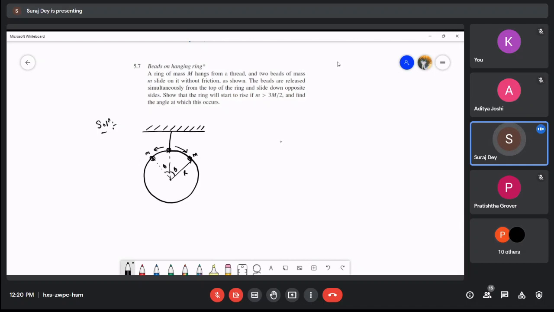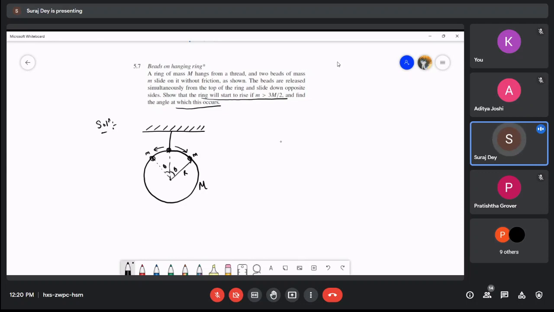The problem is that we have to show that this ring will start to rise if the mass of the ring is capital M. If M is greater than 3m/2, then the ring will start to rise because of these motions that are all happening. And we have to find the angle at which this occurs. So you have to find the limiting angle at which the ring starts to rise.